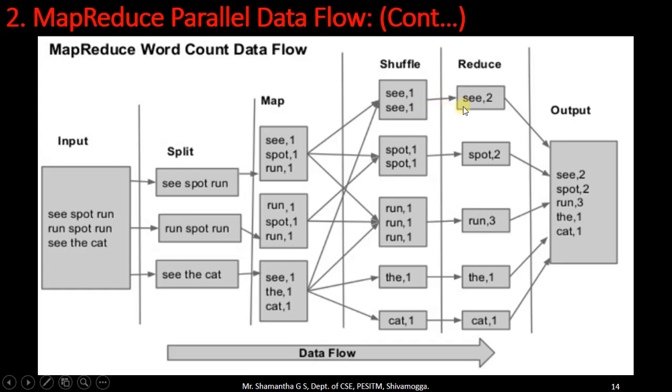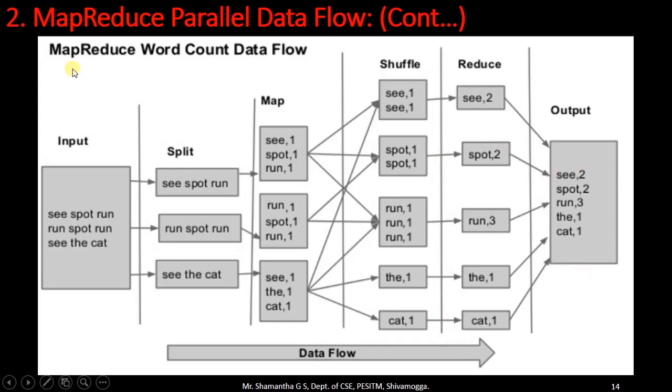So the C is the key and here the value is 1 and 1, because it is repeated 2 times, and now it has been converted into 2: the number of times the word is repeated. Spot, 2, run, 3, the, 1, cat, 1. For example, run is the key and the value is 3. This indicates the key run is repeated 3 times. And in the output phase, all of these reduced outputs will be collected and this will be the final output.